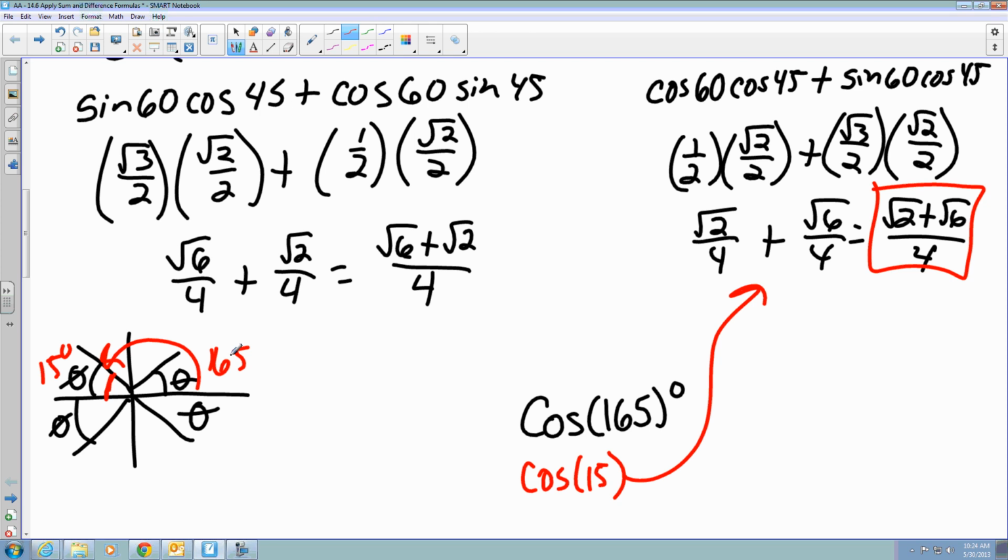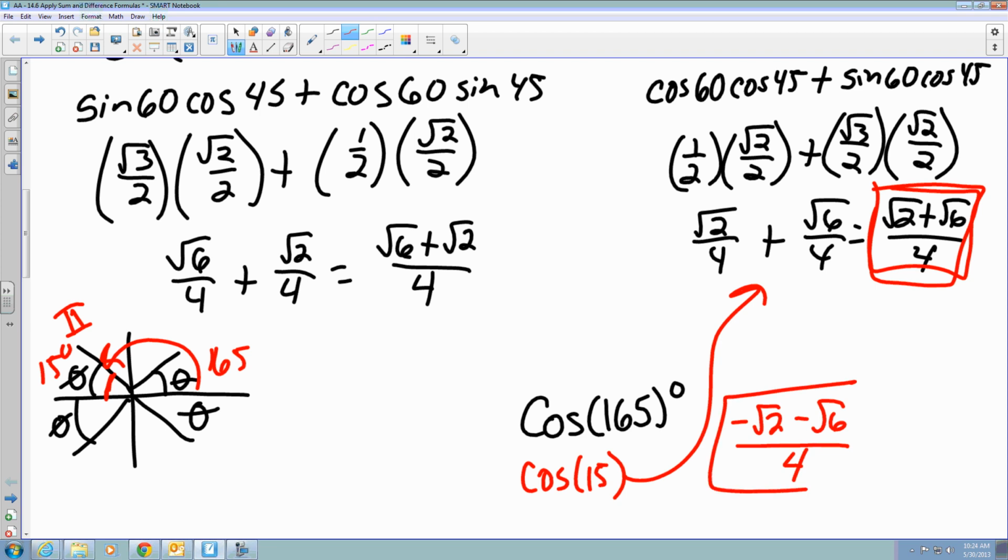But if you look on your trig or your unit circle worksheet, cosine is negative in quadrant 2. So that means that I would have to multiply this whole answer here by a negative 1. So this would be negative square root of 2 over 2 minus the square root of 6, all divided by 4. So that's where the change comes in. Okay?